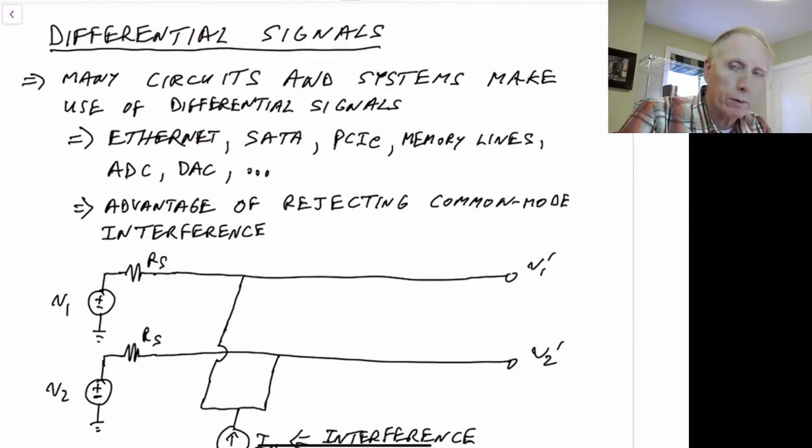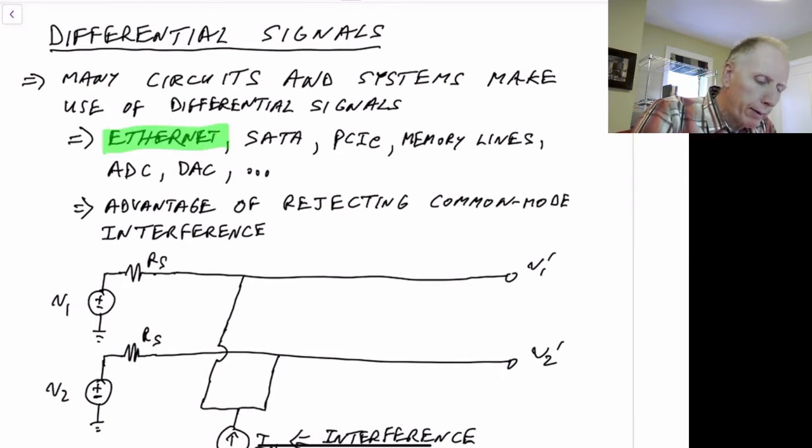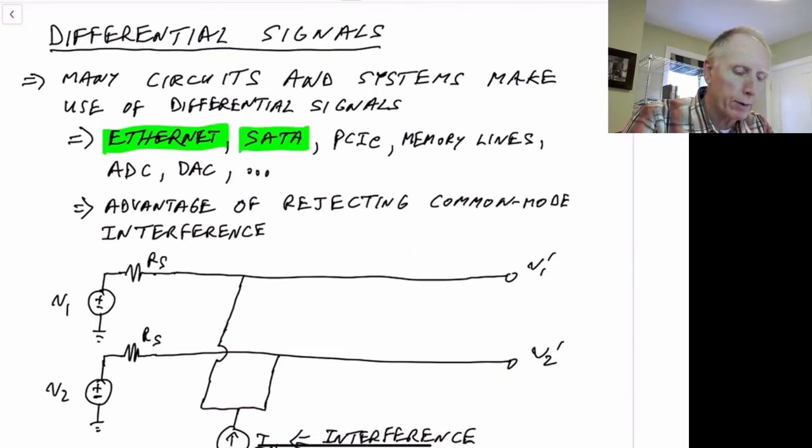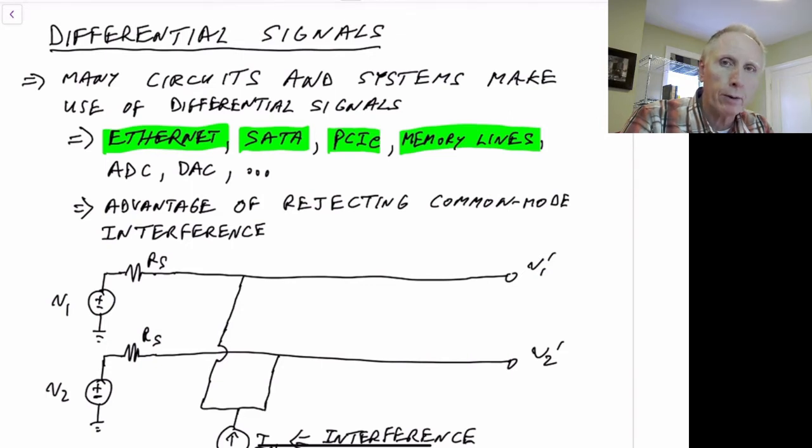For differential signals, many circuits and systems make use of them. We find that Ethernet uses differential signaling. Serial ATA or SATA uses differential signaling. That's how your SSD is connected on your computer. PCI Express, which is inside your computer, makes use of differential signaling. Memory lines on memory chips make use of differential signaling, and they use sense amplifiers, which are differential. Analog to digital converters and digital to analog converters all generally make use of differential signaling.